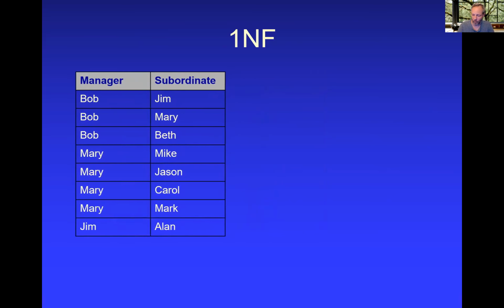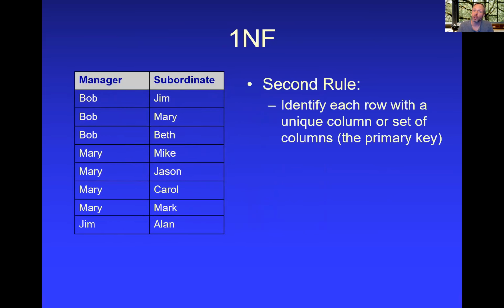Now, the second component of first normal form is that every row has to have a unique identifier. Manager, in this case, is not the unique identifier, right? Because we see Bob 3 times, we see Mary 4 times. So we can't use that as a unique identifier. We could potentially use subordinate, but am I crazy about using someone's first name for a unique identifier? It would be really easy for us to have 2 Jims or 2 Marys or 3 Jasons. So that's probably not a good selection choice either.